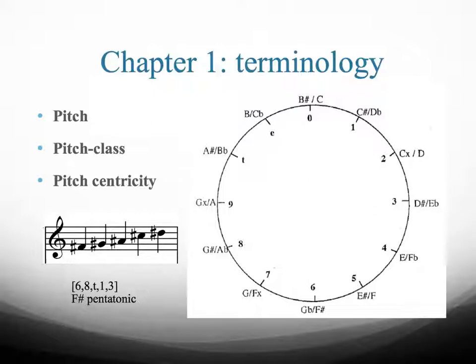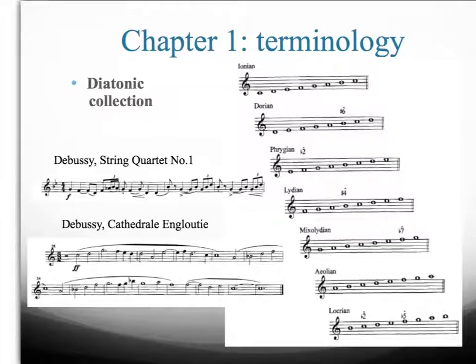Next, we refer to a collection of pitches that contain all 7 notes of the diatonic scale as the diatonic collection. The 7 church modes are part of the diatonic collection, and there are 2 ways in which we can conceive their relationship to one another. First, all the modes are permutations of the Ionian mode starting on different scale degrees: Dorian beginning on scale degree 2, Phrygian on scale degree 3, Lydian on scale degree 4, and so forth.